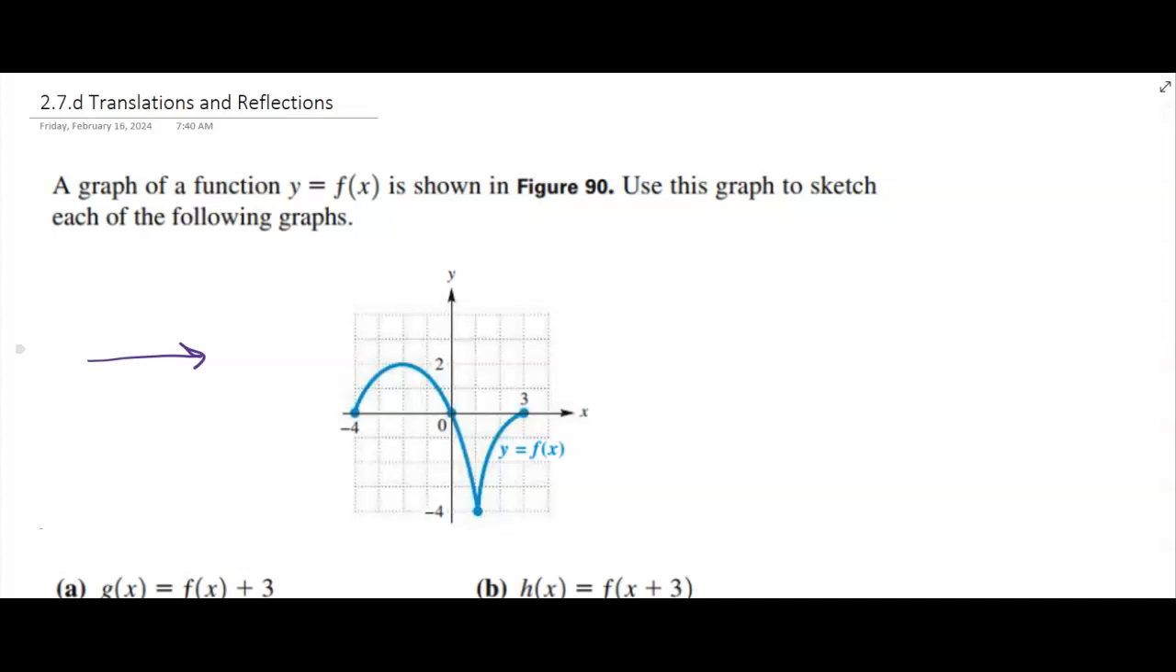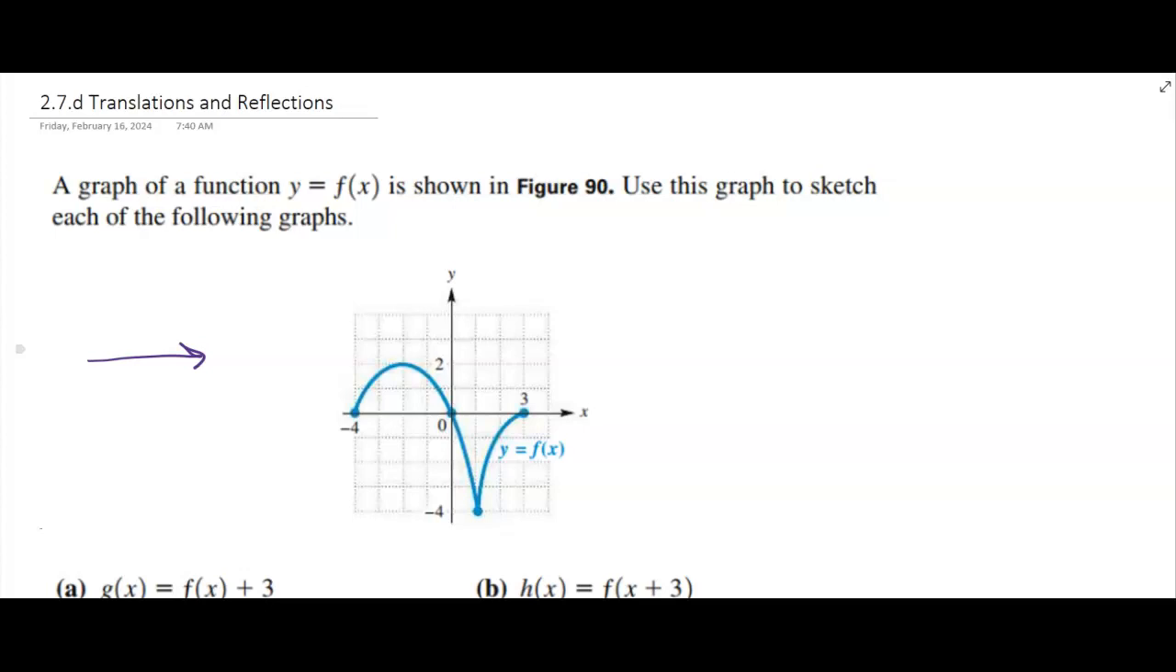It's kind of part of a parabola, and then it bottoms out, and then it starts over with a smaller parabola. I mean, who knows what kind of curve that is? And we don't care what the equation is. We can't say it's a parabola. It's not one of our basic functions. But we can do the translations and reflections.